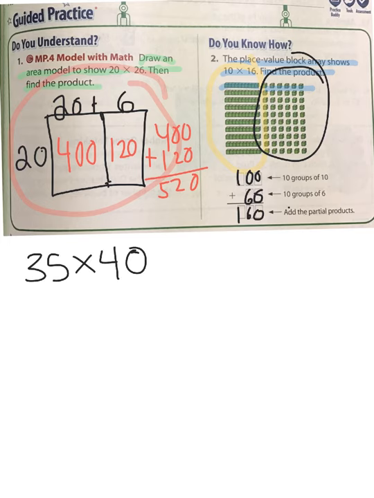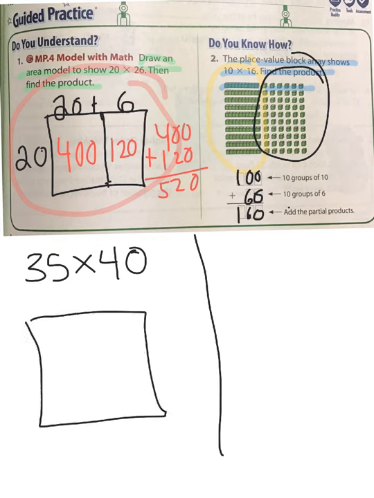We are going to practice with this problem, 35 times 40. It is not in your book. I'm going to show you how to draw an area model and then how to just multiply it. So I'm going to draw a line. First, we're going to draw an area model. Always start with a box.